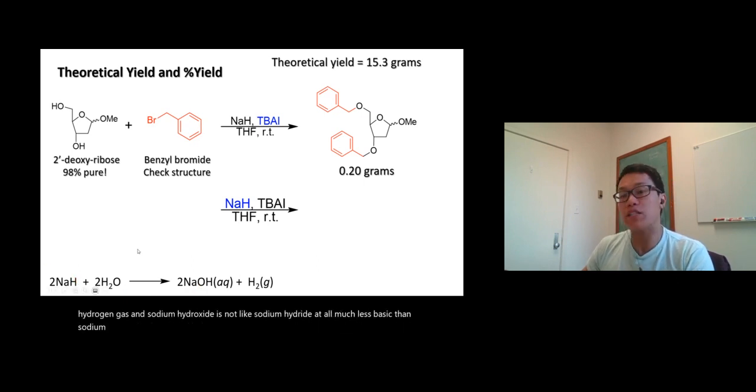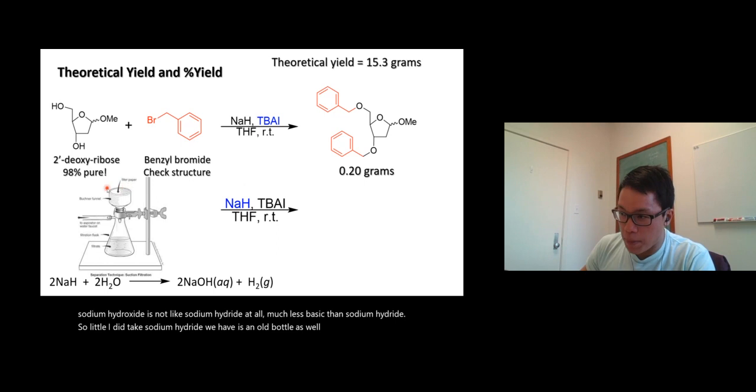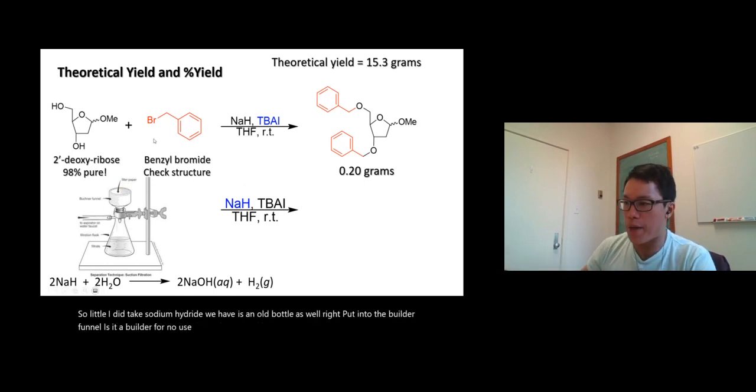Okay? So this is what I did. Take the sodium hydride that we have. It's an old bottle as well, right? Put it into the Buchner funnel. This is a Buchner funnel. You will do this in the lab, okay? Put sodium hydride right here and then wash it with the organic solvent, right? Make sure it's clean, no sodium hydroxide or anything else on it. So use pure sodium hydride, right?